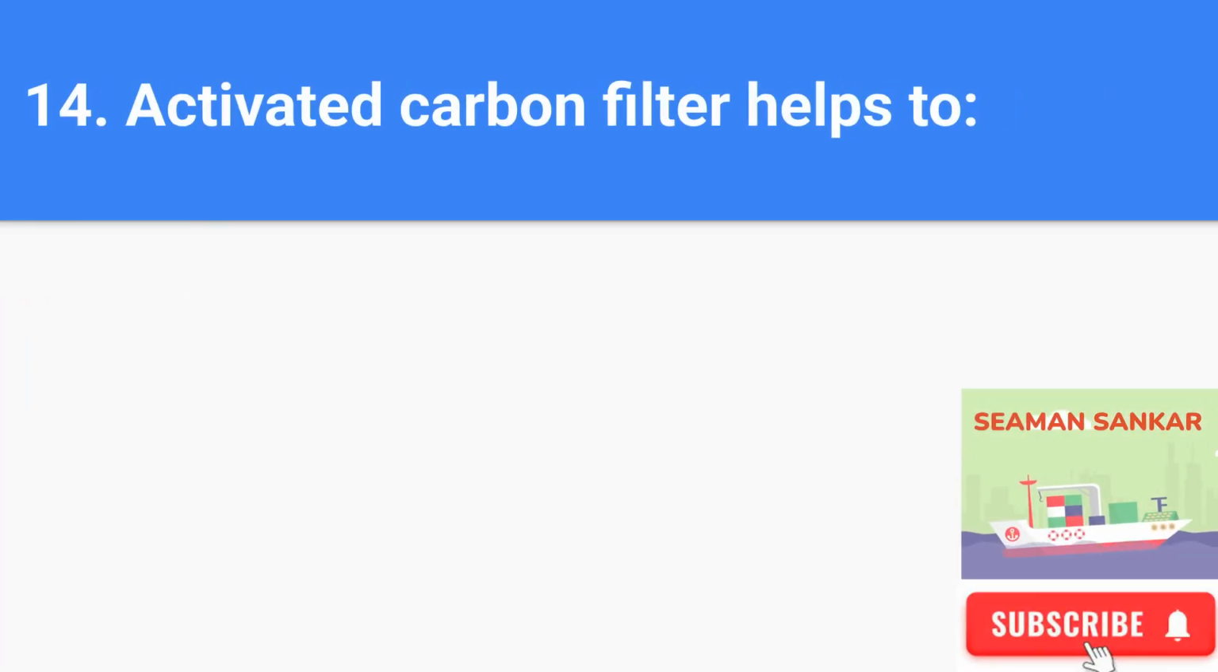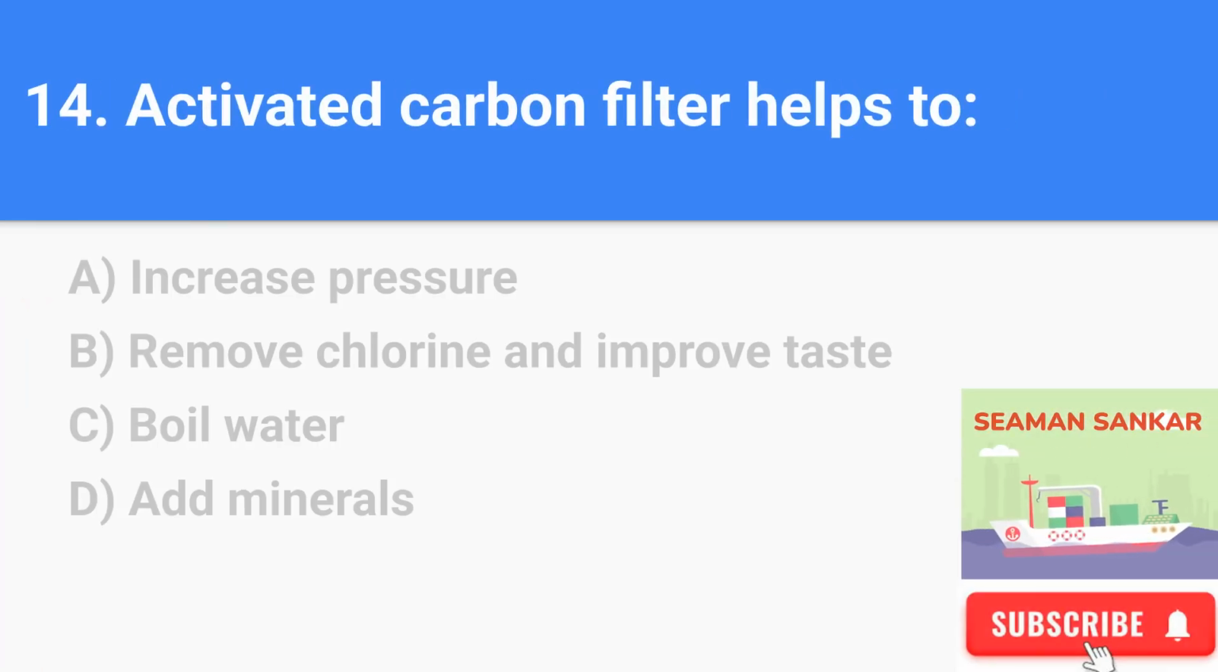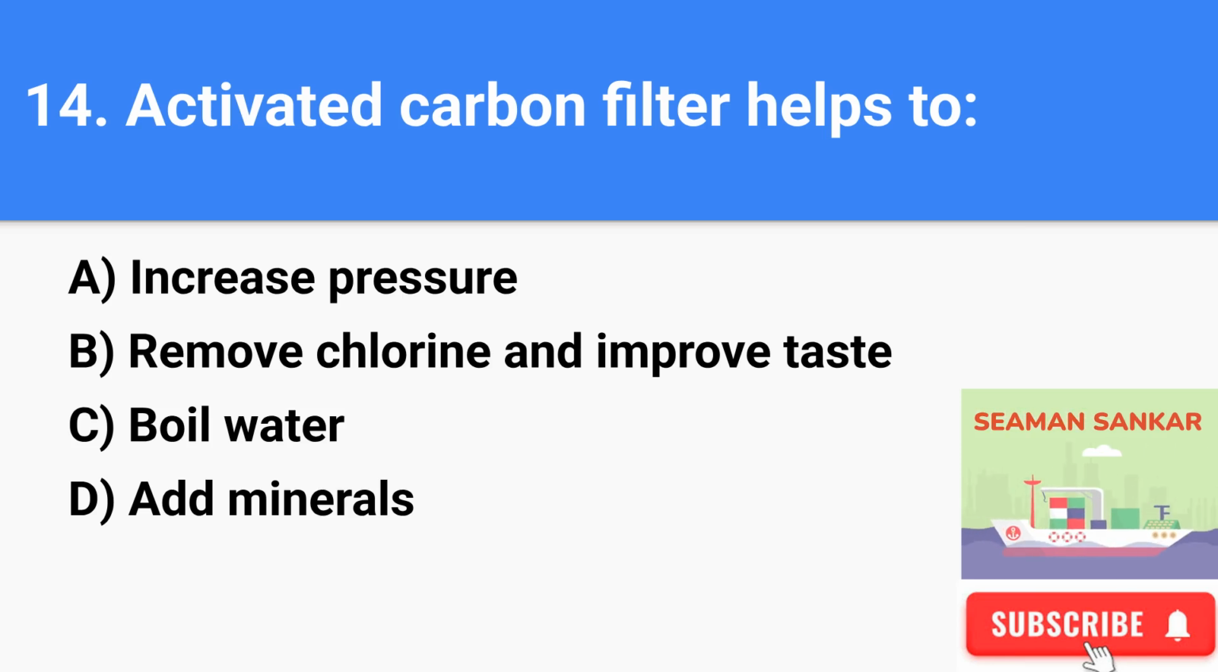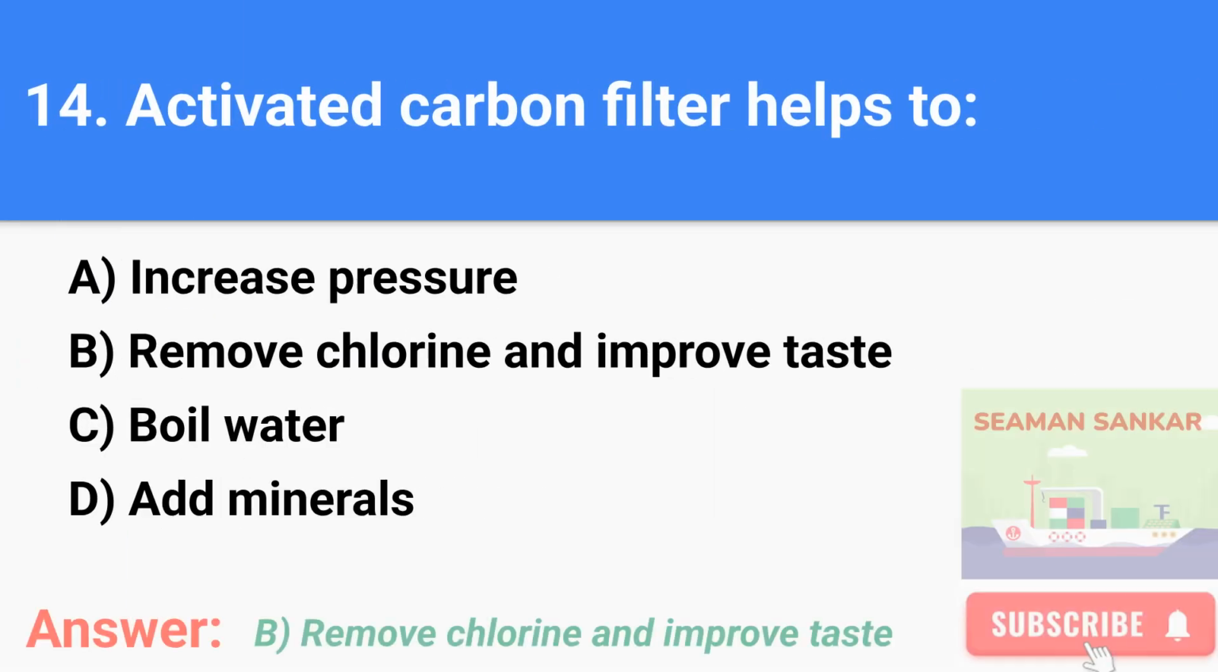Question 14. Activated carbon filter helps to A. Increase pressure, B. Remove chlorine and improve taste, C. Boil water, or D. Add minerals. The answer is B. Remove chlorine and improve taste. Activated carbon filters remove residual chlorine and enhance the taste of the water.